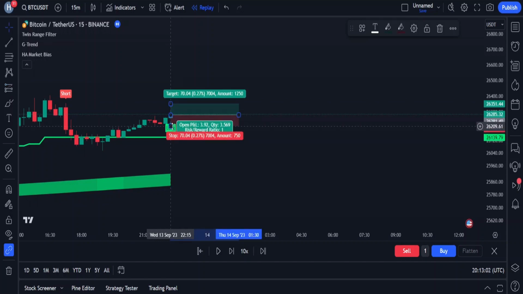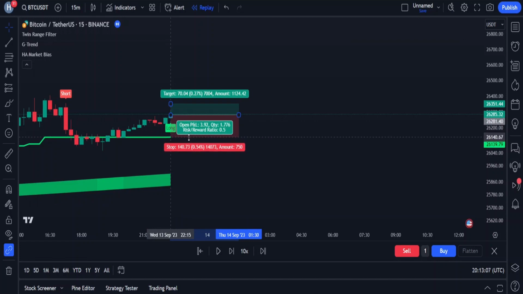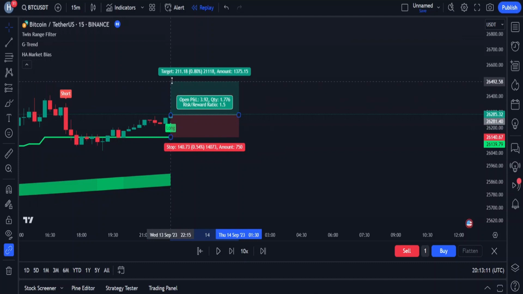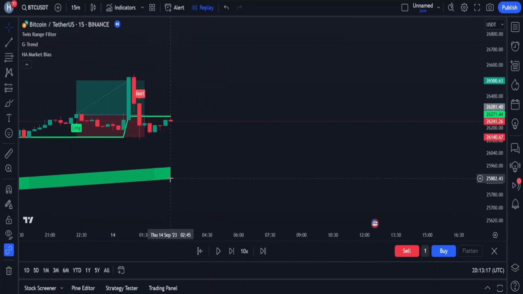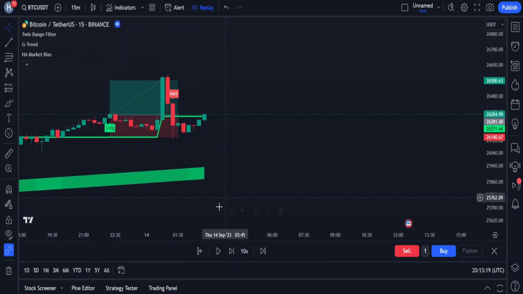So I will open a buy position at this candle, and we will adjust the stop loss at the G Trend indicator line, which will be right here. Then for this strategy, we will use a risk to reward ratio of 1.5. Now let's see if the price will hit our target or not. And as you can see, this was a profitable buy trade.